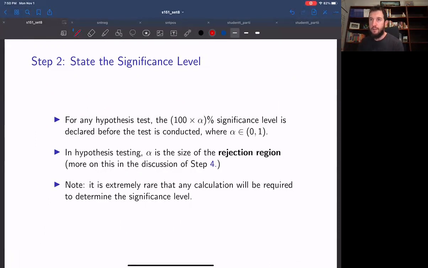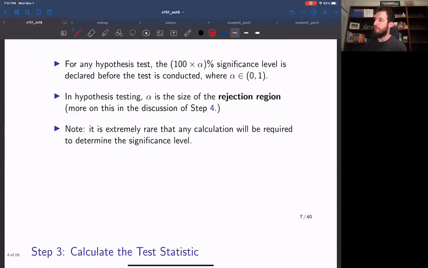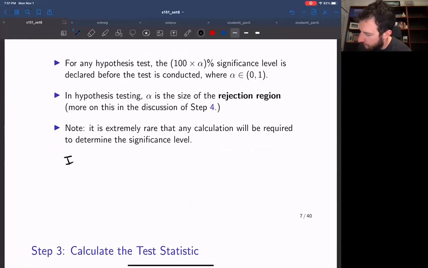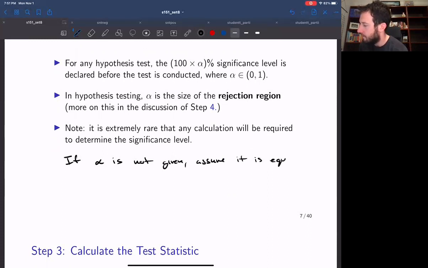So alpha is our significance level. It's also the size of the rejection region. More on that in a little bit. And it is a value that is given to you in almost every situation. If alpha isn't given to you, you can just assume it's equal to 0.05. So if alpha is not given, assume it is equal to 0.05.